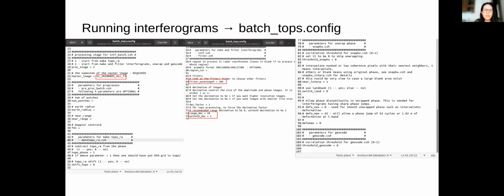I was playing a little here, and I changed some parameters. For example, you recommend the range decimation and azimuth decimation as 8 and 2, and as I wanted lighter images, I changed this to 20 and 5. But yesterday the professor told me that I should also change the filter wavelength. I didn't have time to do it, so these are the same results. So the filter wavelength in this case is 200.